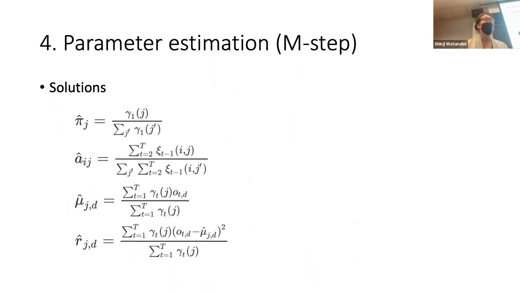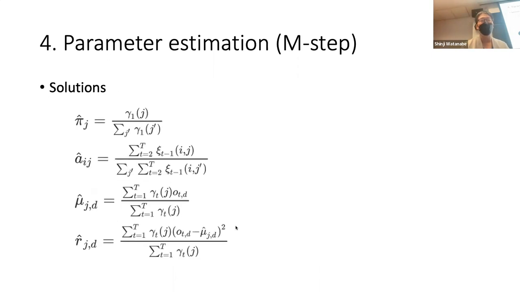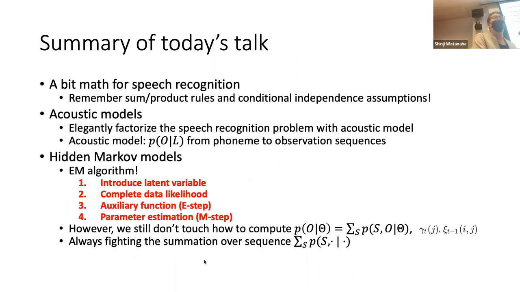This is also one of the homework problems. Please take the derivative here and then solve this kind of equation. Okay, that's a summary of today's talk. I used a little bit of math to derive the HMM formulations. This is still in the middle, but you could see some of the nice properties of how we avoid the summation over the sequence based on various tricks. So this is today's talk. If you have any questions, I would like to accept one or two quick questions.